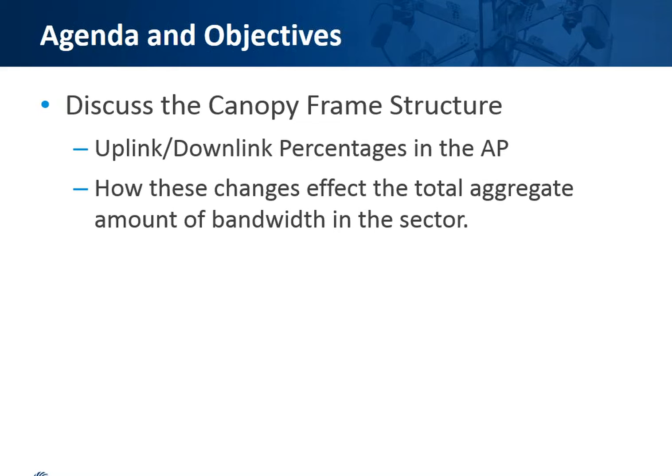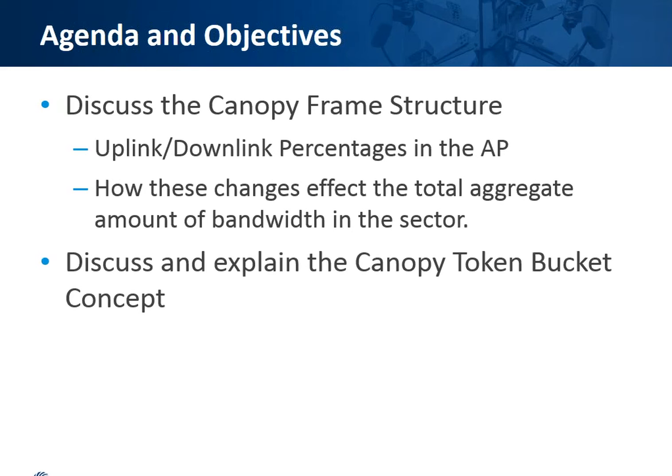With some of the objectives, the first thing that we'll look at is the Canopy frame structure itself. It's very important that we have this basic concept down, as it does dictate, depending on the application, how much bandwidth is going either on the uplink or downlink. These changes will also have a dramatic effect on the total throughput for the sector in aggregate fashion. Secondly, we'll look at the Canopy token bucket concept and what it means and how it works.